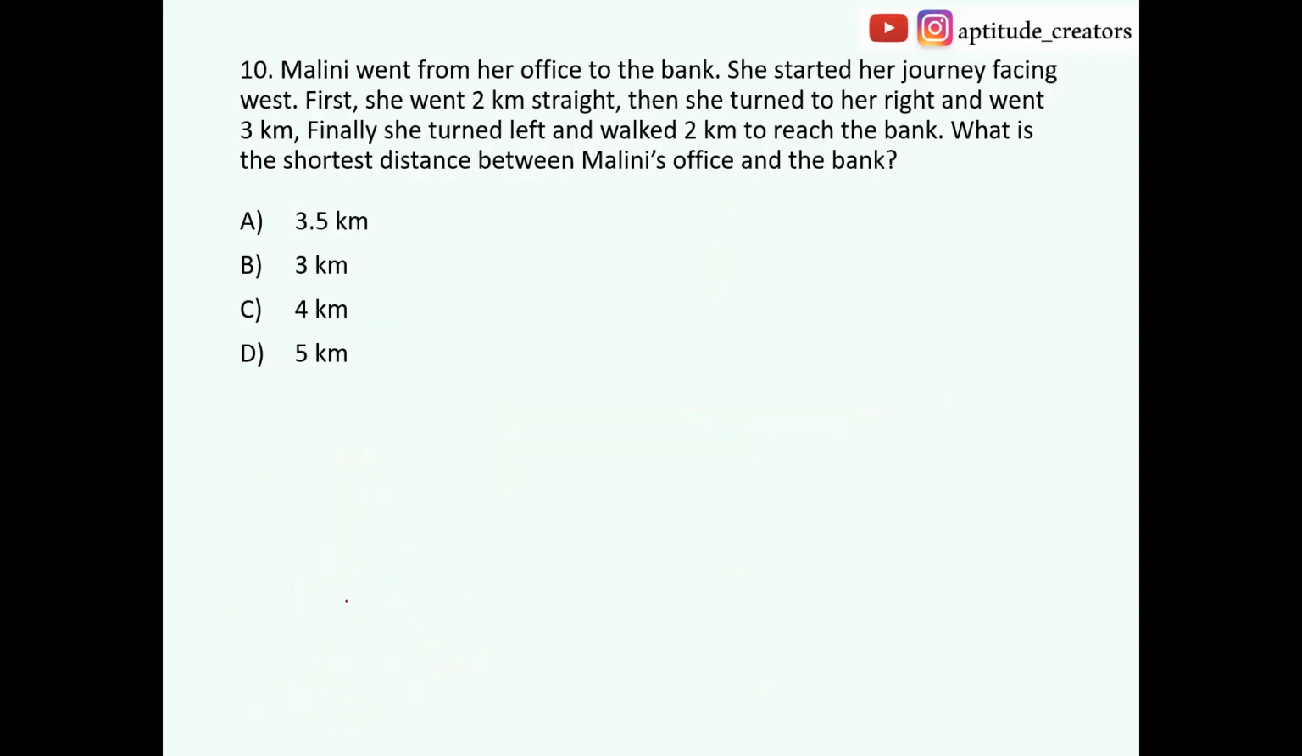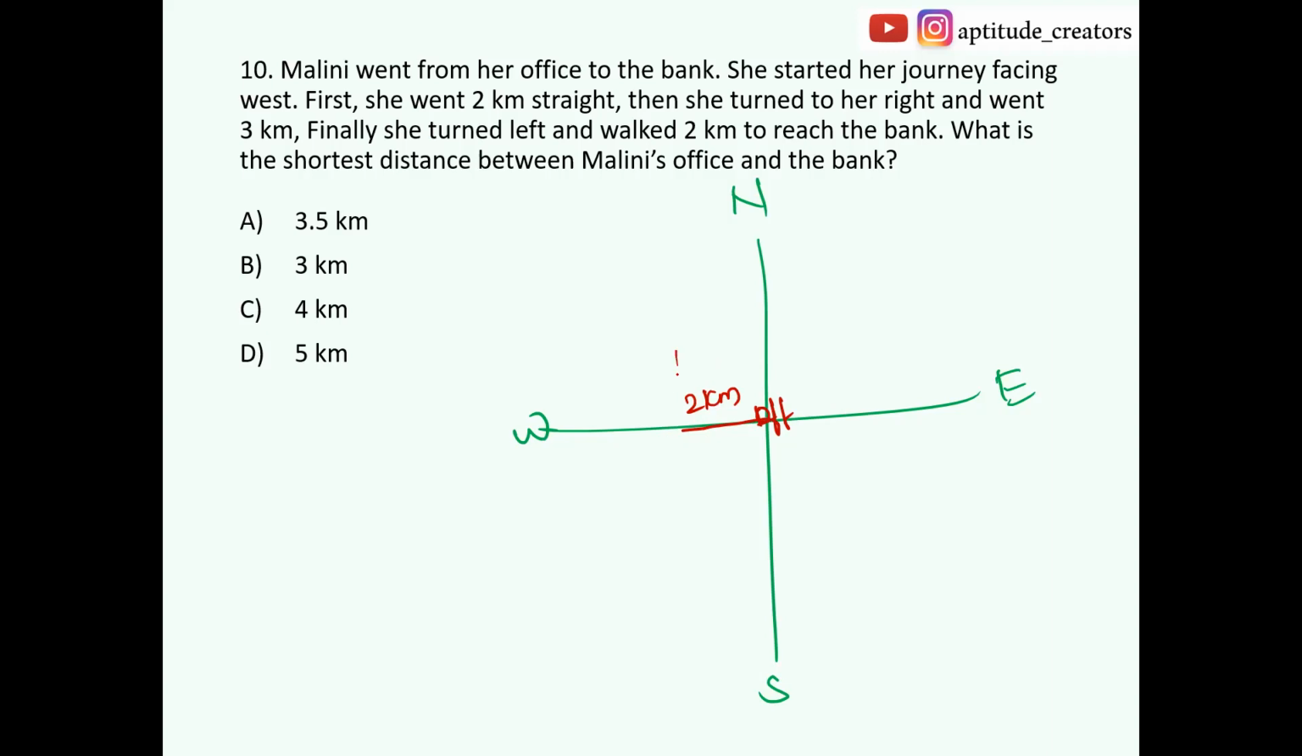Moving forward to next. Malini went from her office to the bank. From her office, let us assume this is office, okay? To the bank, she started her journey facing west direction. She went 2 kilometers straight, means the person traveled 2 kilometers towards west direction. She turned her right and went 3 kilometers. This is 3 kilometers.